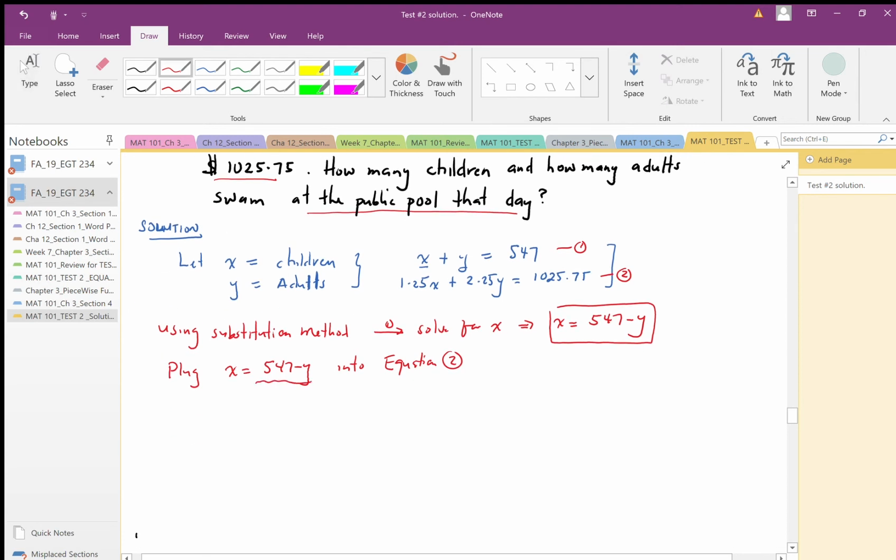With that being said, I'm going to have 1.25 times 547 minus y plus 2.25y equals 1,025.75. When you do the math, you're going to solve for y in this case. Solving for y, you're going to get y equals 342.